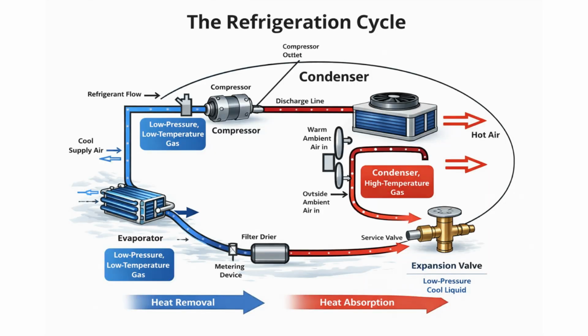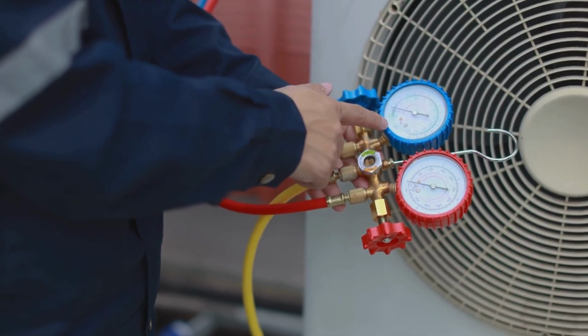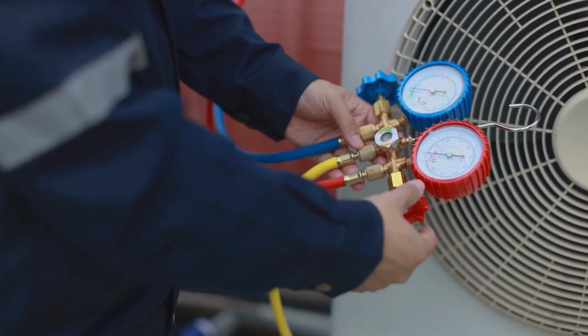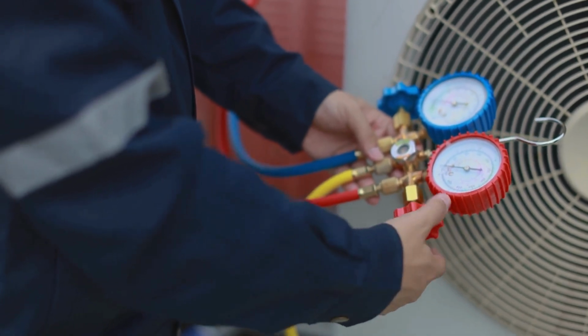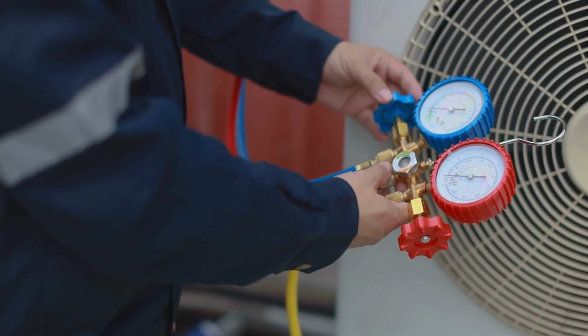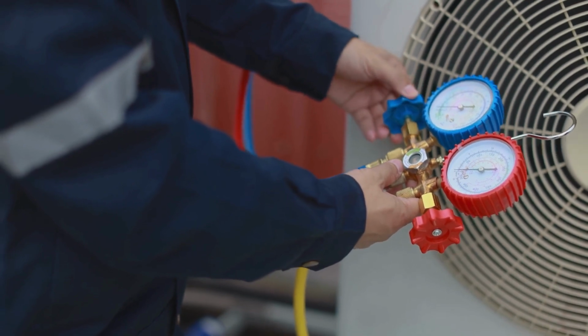Refrigerant constantly changes state from liquid to vapor and back again as it moves through the system. In the evaporator coil, it absorbs heat from the air and boils from a liquid into a vapor. In the condenser, it releases that heat outdoors and condenses from a vapor back into a liquid. Because refrigerant only boils and condenses at specific temperatures and pressures, we can diagnose system problems simply by comparing the actual temperature to the pressure.